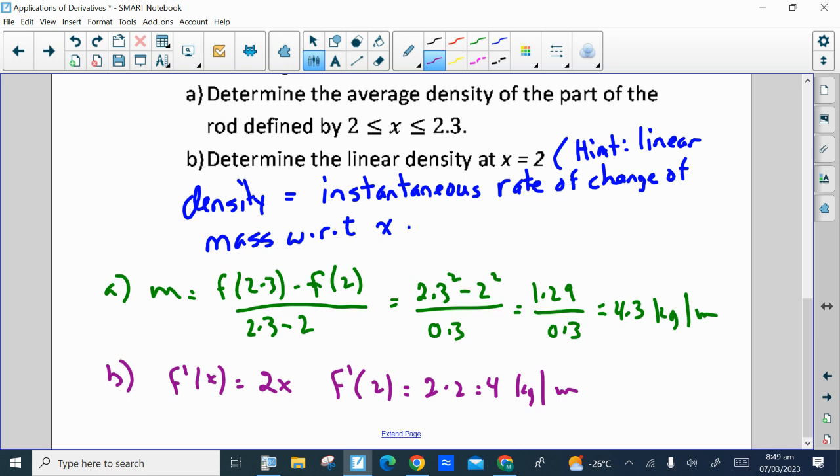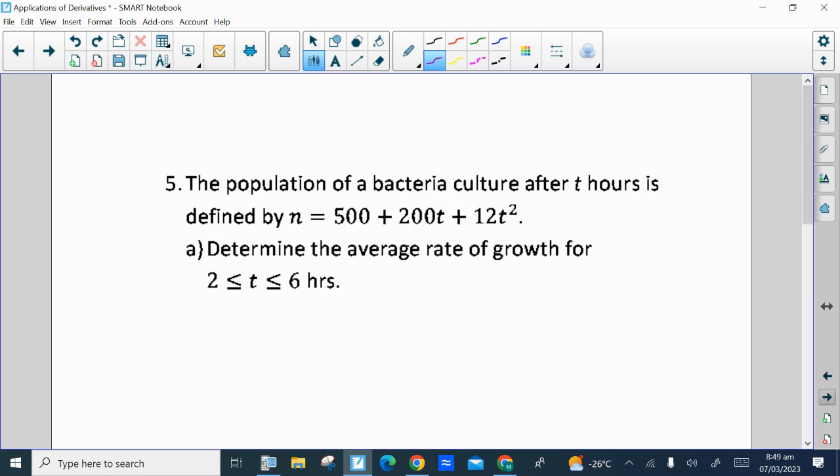Right? The closer that first number, the 2.3, gets to 2, the closer the average density will get to positive 4. Right?